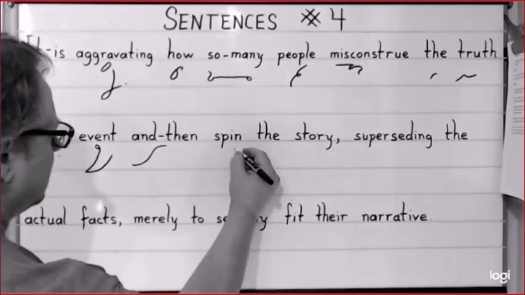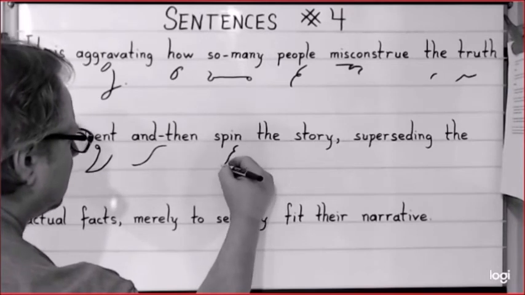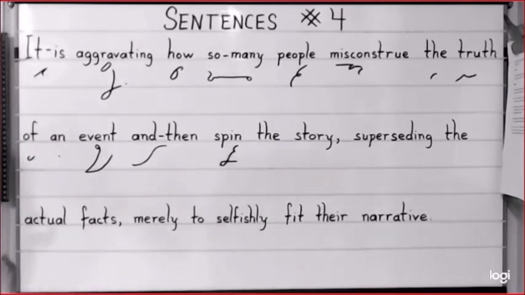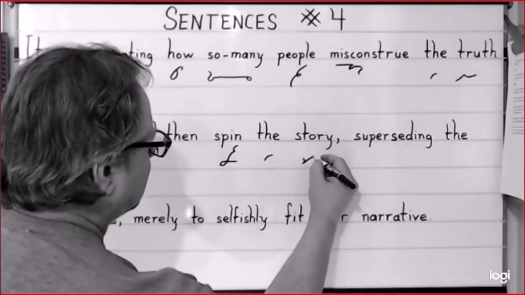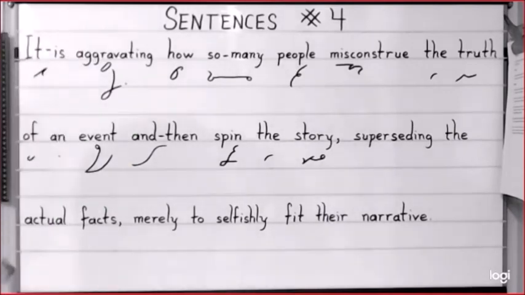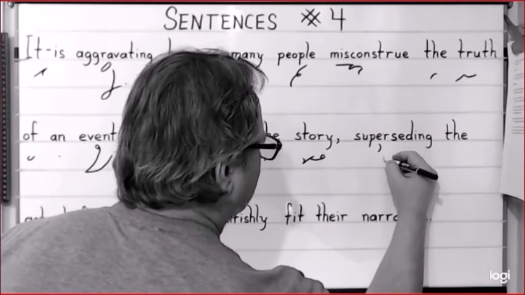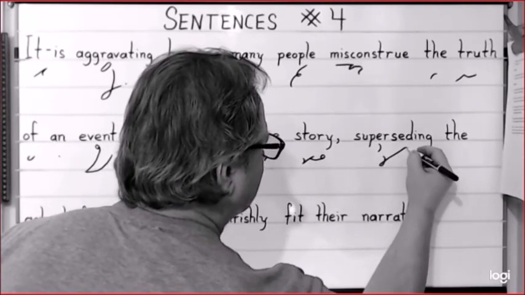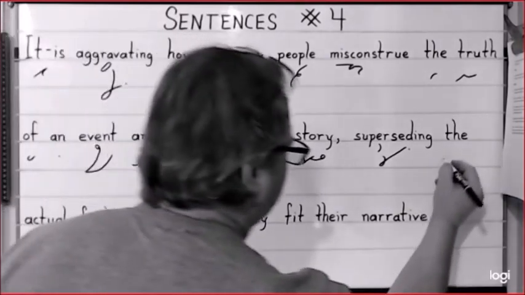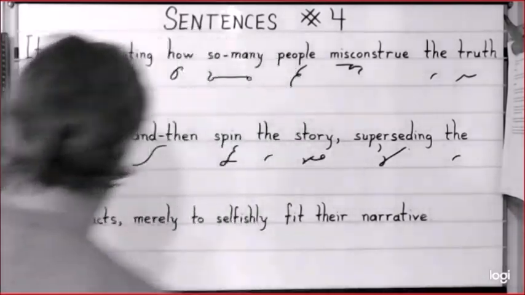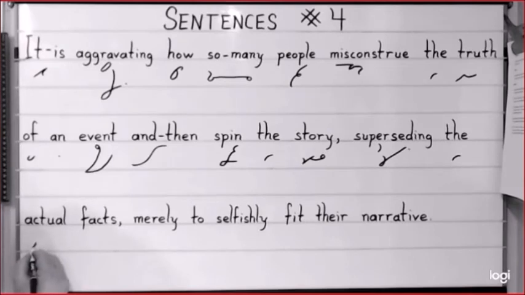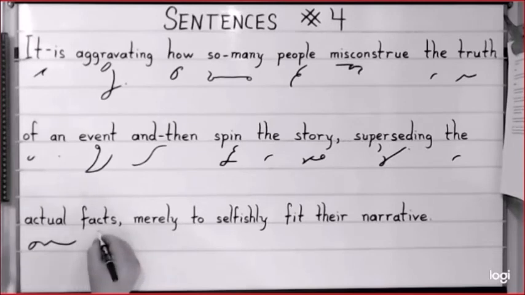A spin is SPEN. The is TH, of course. Story, STORE. Superseding is a disjoined S, and then an SED dot for the ing. TH for the. Actual is A-K-T-L. Facts is F-A-K-S.